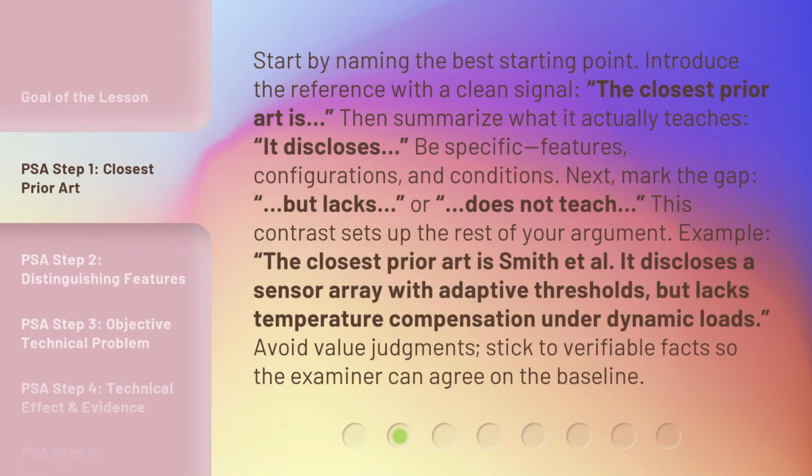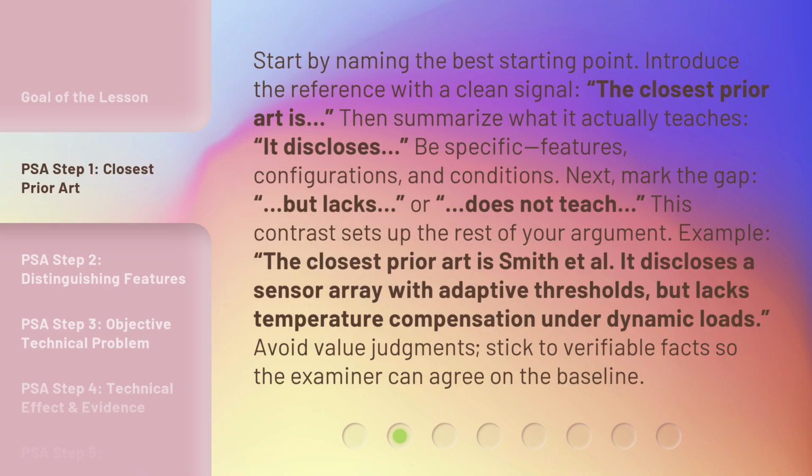Start by naming the best starting point. Introduce the reference with a clean signal. The closest prior art is. Then summarize what it actually teaches. It discloses. Be specific. Features, configurations, and conditions. Next, mark the gap, but lacks or does not teach. This contrast sets up the rest of your argument.